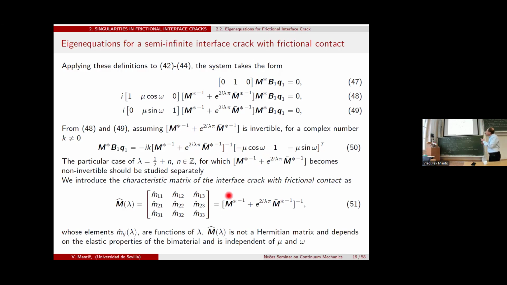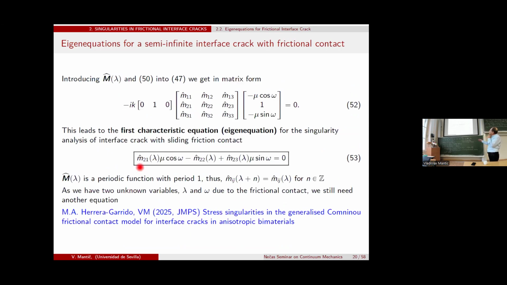So at this moment, we need to introduce this matrix, and we define the characteristic matrix of the interface class with frictional contact. We call it M hat, which is a function of lambda and material properties, and is independent of the friction coefficient and independent of omega. This is the definition of this characteristic matrix of the interface class with frictional contact, and of course it appears here. And if we plug it into this equation, we arrive at this final equation.